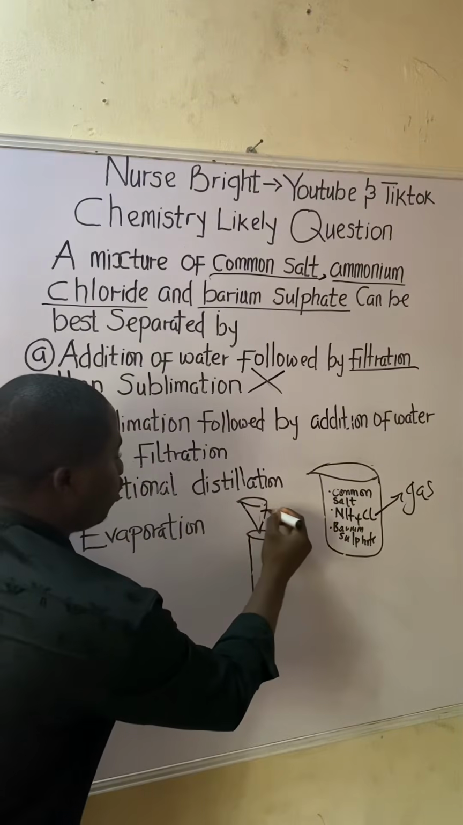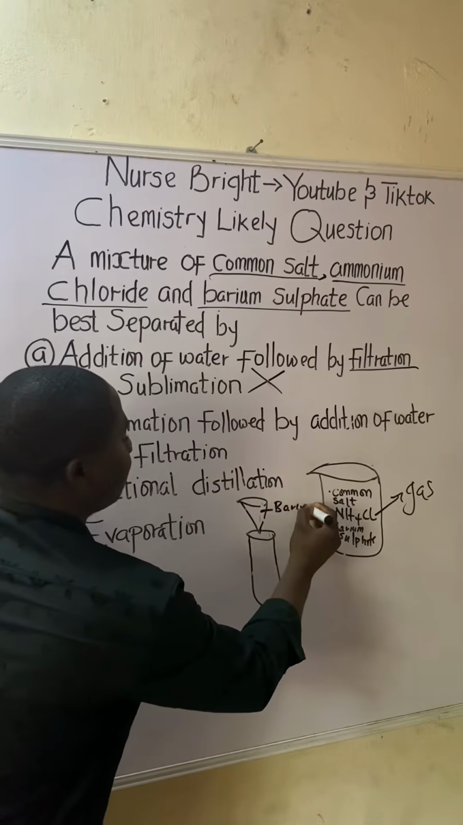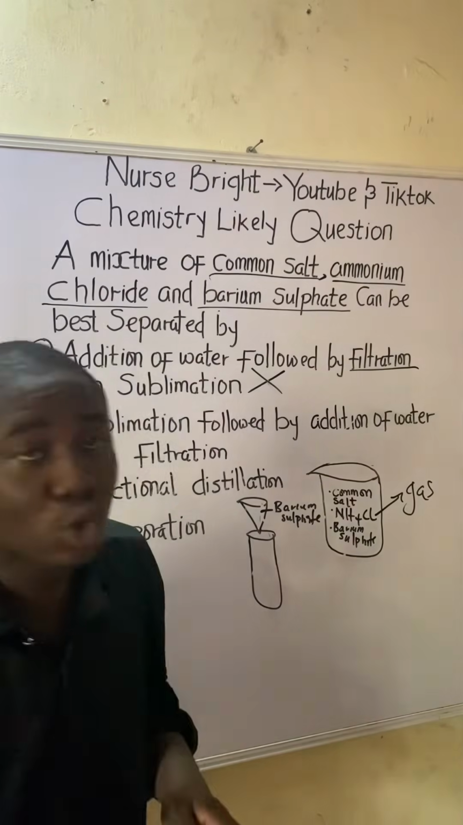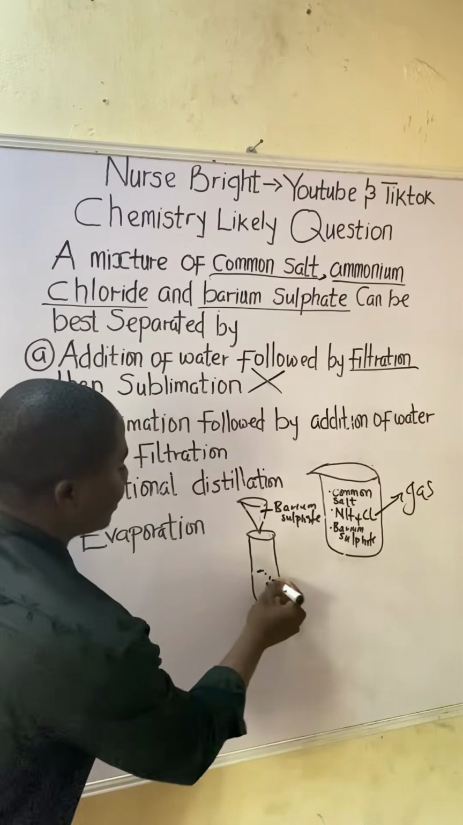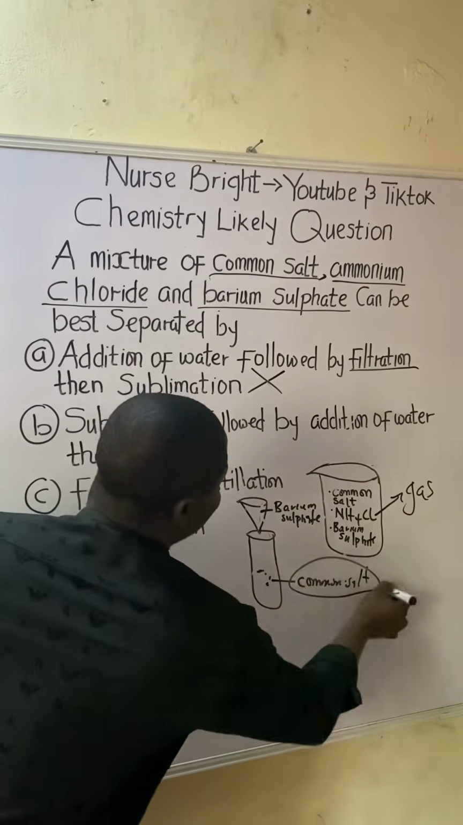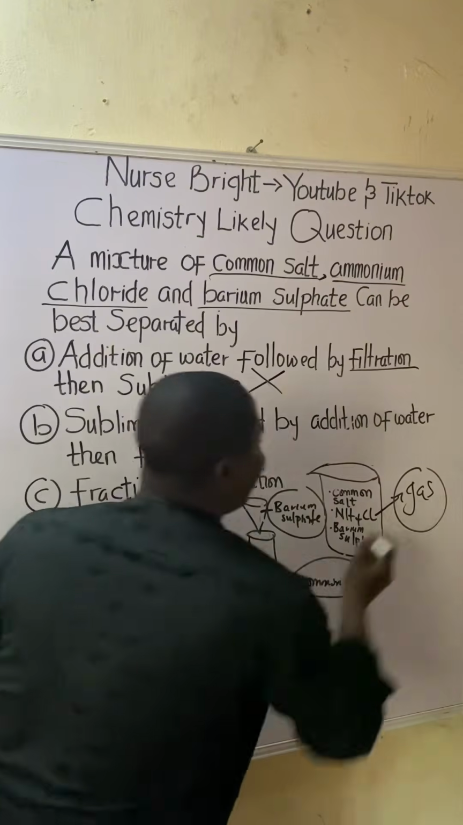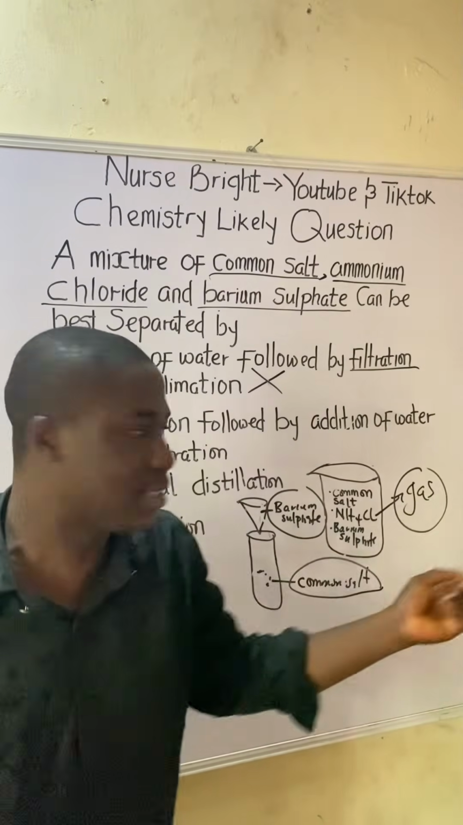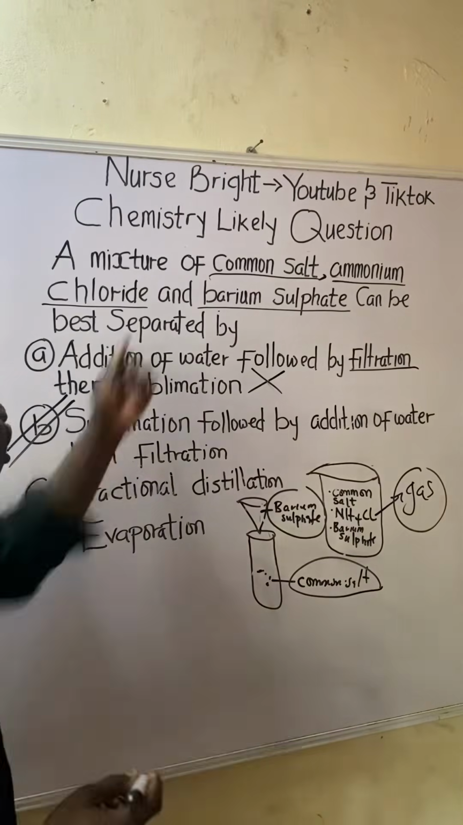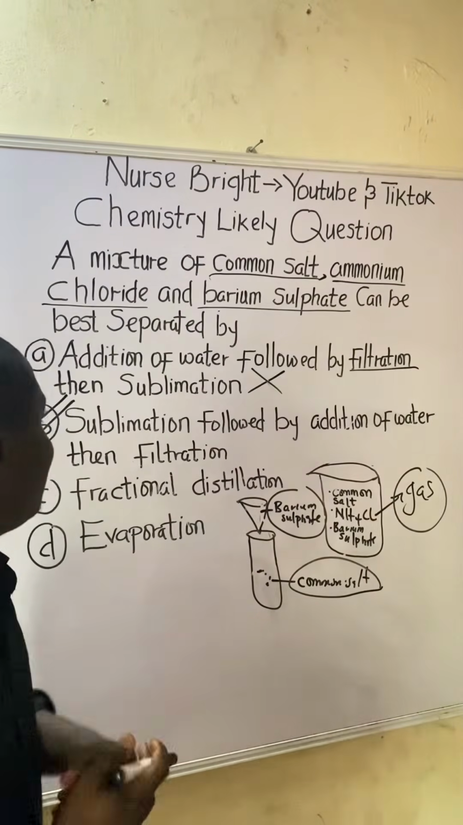So definitely you already know that what remains in the filter paper becomes barium sulfate, because it is insoluble, leaving just the common salt inside. So here becomes common salt. Are you understanding the point? So you can see that we've gradually separated the three substances inside the beaker. So the best method to actually separate all of these mixtures is simply option B.